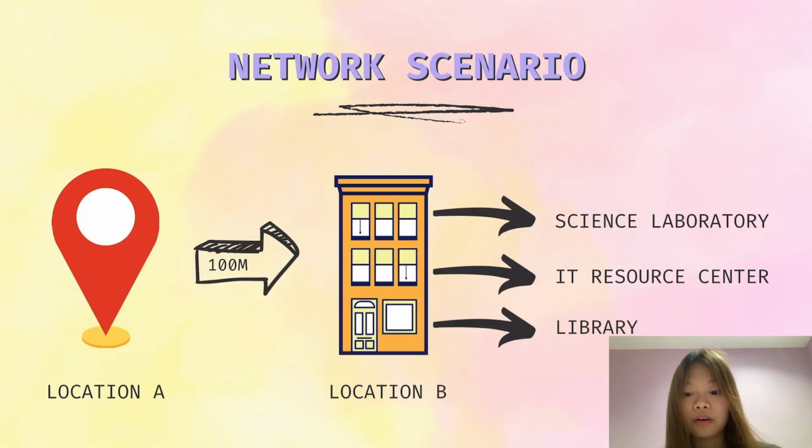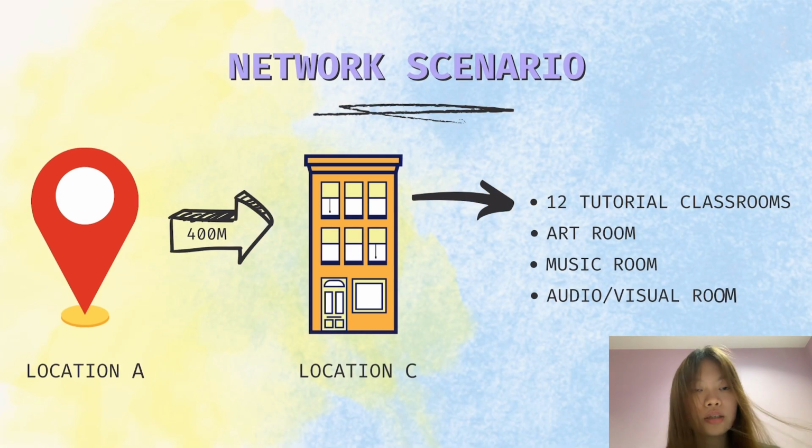Next is location B, which is 100 meters away from location A. It also has a 3-story building: on the ground floor we have the library, on the first floor the IT resource center, and on the second floor the science laboratory. Location C is 400 meters away from location A. It has 12 tutorial classrooms, an art room, a music room, and an audio vision room.